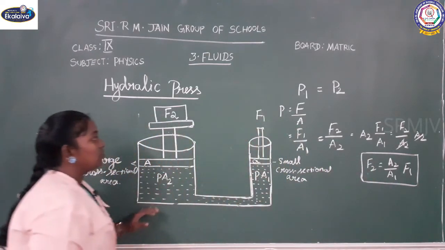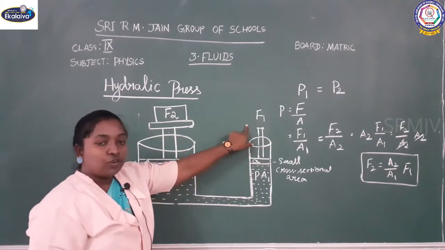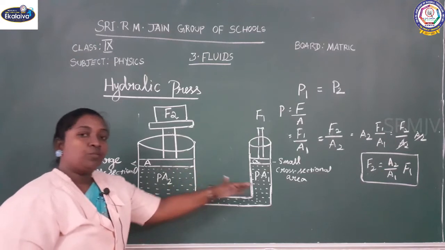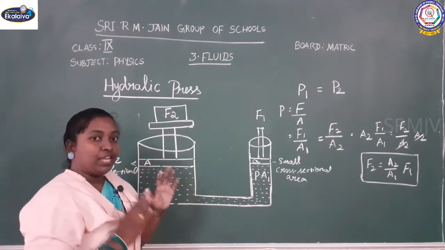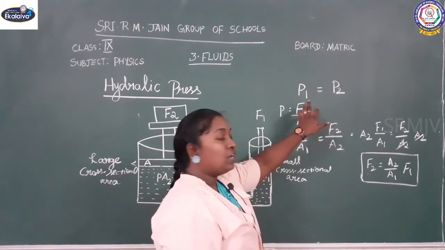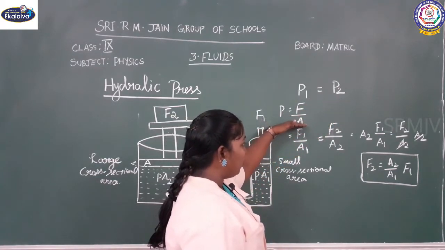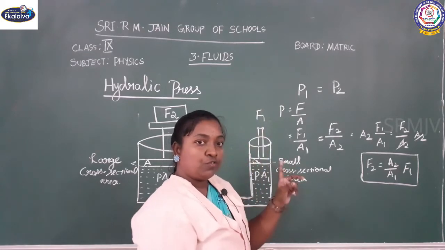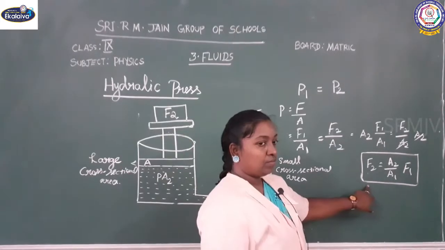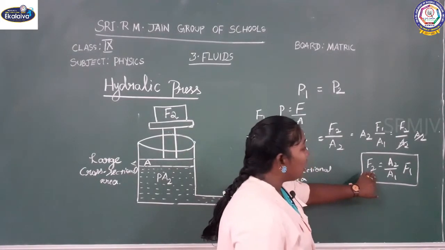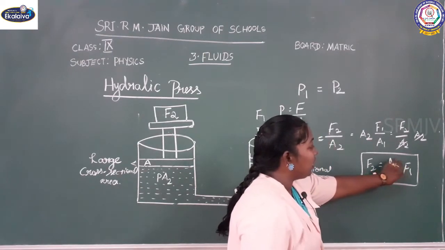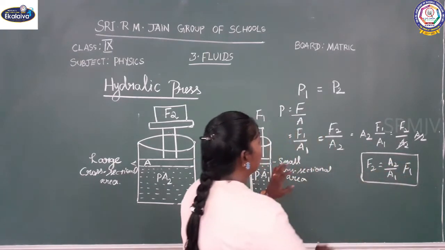I will repeat one more time, children. Listen here: the force applied F1 is equally transmitted here, which means the pressure on both sides is equal. So P1 equals P2. We know the pressure formula is force by area. There are two cylinders, two forces, two pressures. So F1 by A1 equals F2 by A2. Now we got F2, the amount of force applied along with the area and F1.